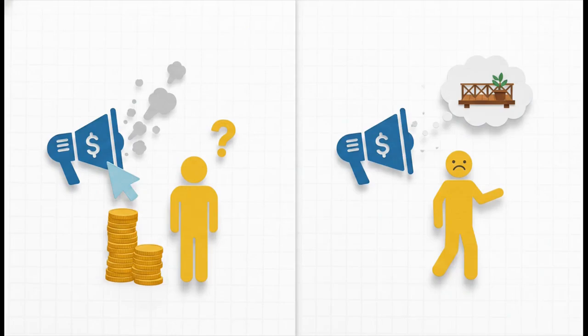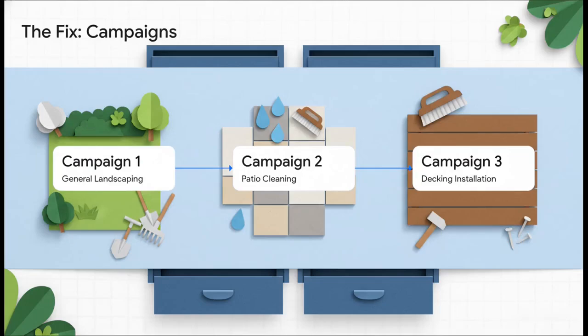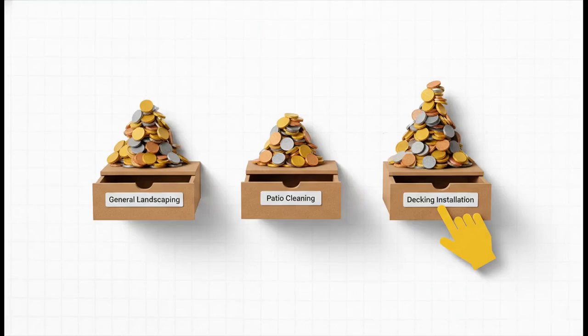And that little mismatch is exactly where your money vanishes. You end up paying more for clicks from people who aren't a good fit. Or even worse, the perfect customer never even sees your ad in the first place because it's not relevant enough. You lose both ways. So let's fix it. The very first thing you do is create a separate campaign, a new drawer, for each major service you offer. One for landscaping, one for patio cleaning, and one just for decking. Simple, clean, and organized.